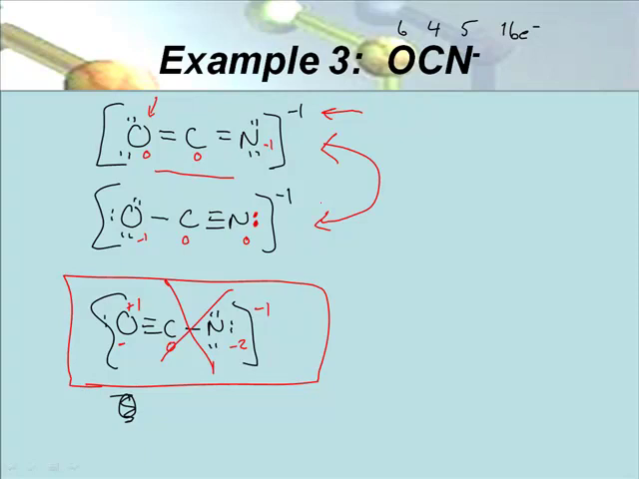So this one is no good because our formal charge rule tells us that. Where these two right here are good. Make sense? All right.